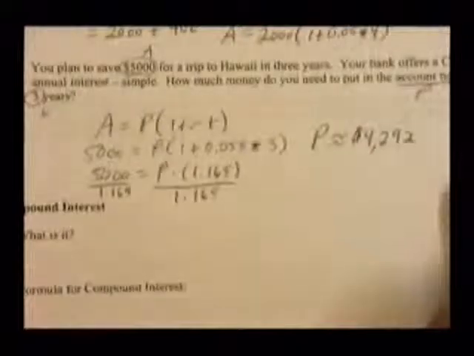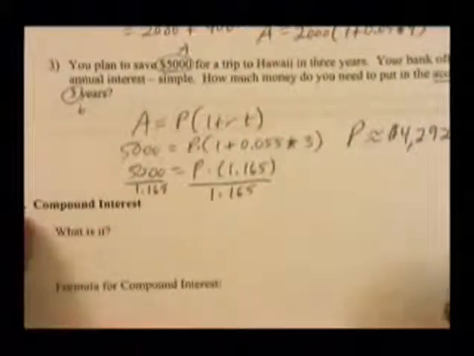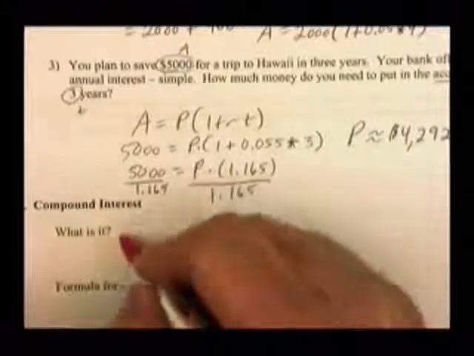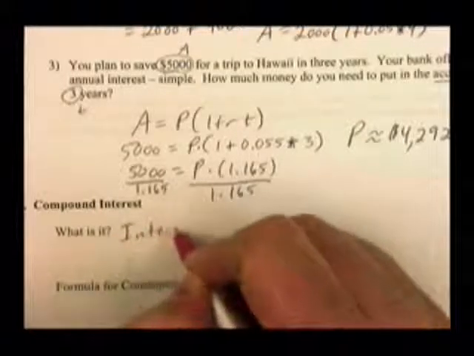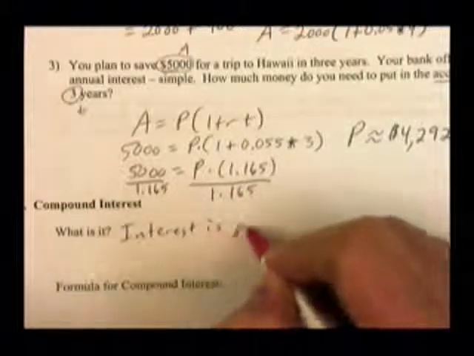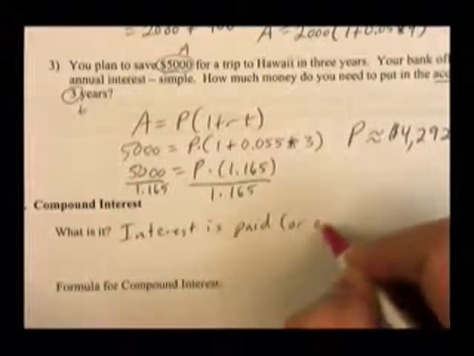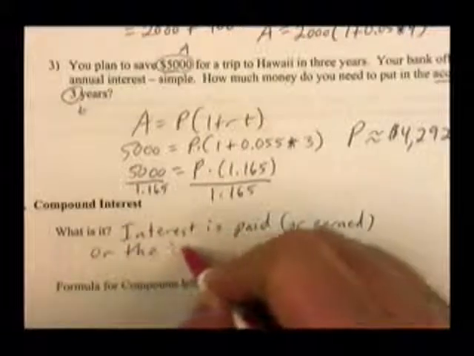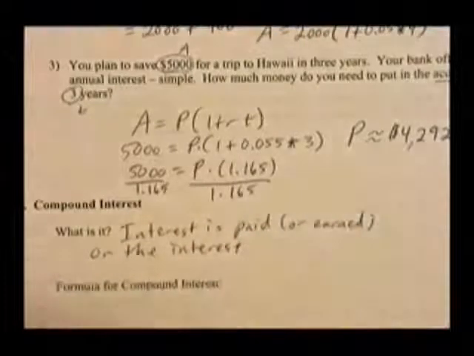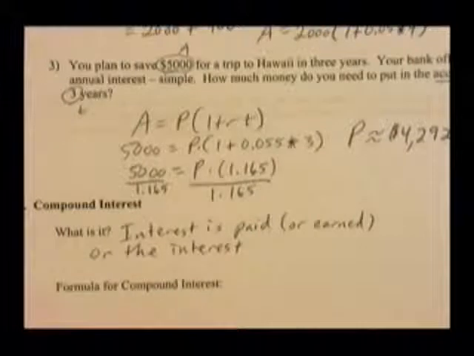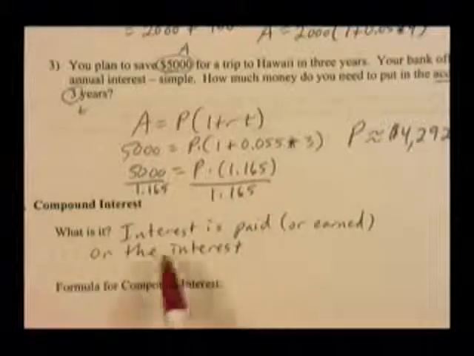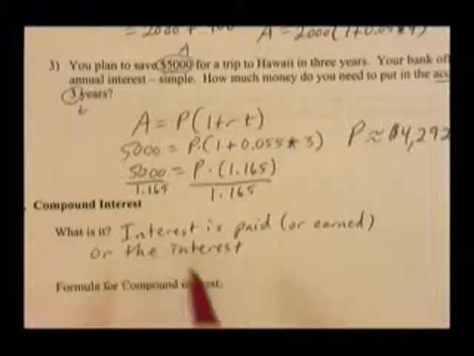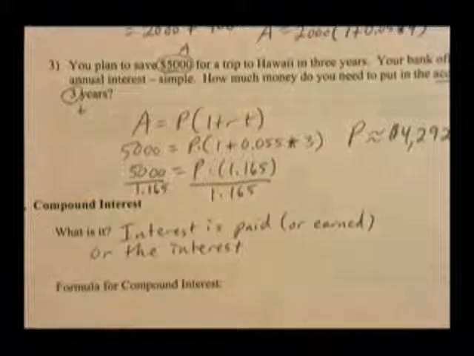Now let's go on to compound interest, because that's the one that shows up much more frequently. And first of all, what is compound interest? Well, it's when interest is paid or earned on the interest. So what we do is we take certain periods of time and we figure out the interest, and then that becomes our new amount. And when we find interest next time, we find interest on that interest.